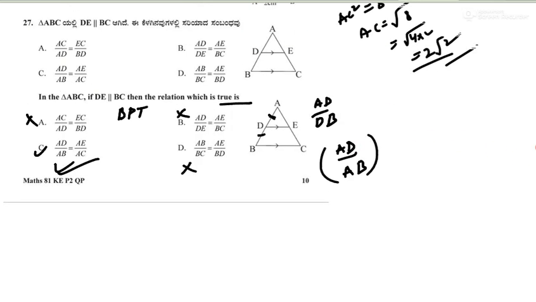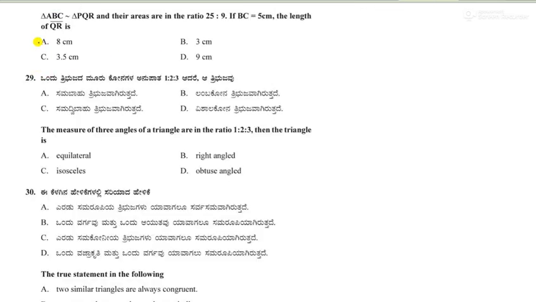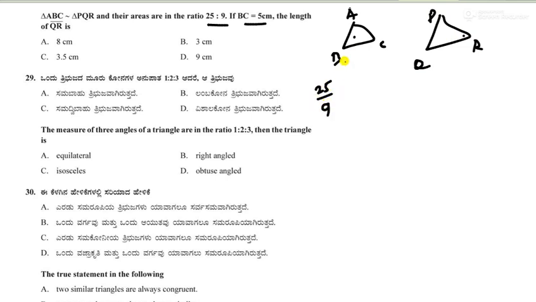Next, moving to question number, which one? This was question number 27, 28. So this is our question number 28. Triangle ABC is similar to triangle PQR and their areas are in the ratio given. If BC is 5, then find length QR. So if I write two triangles, ABC and here one more, PQR. So they have given area of this by this, right? So 25 is to 9 means area of ABC divided by area of PQR, and here they have given BC, means this side is given as 5, and length of QR means this divided by QR is how much.